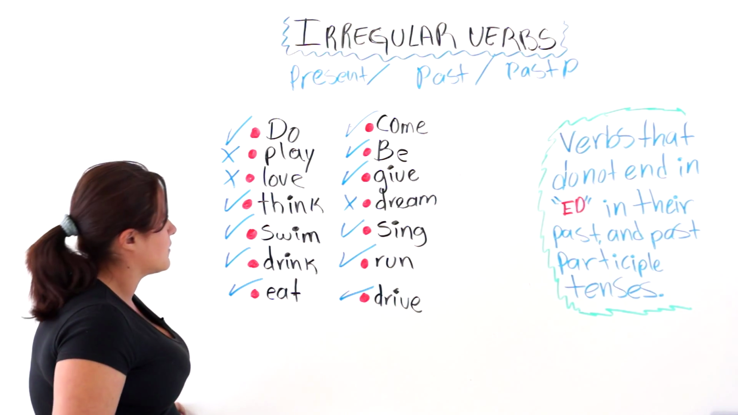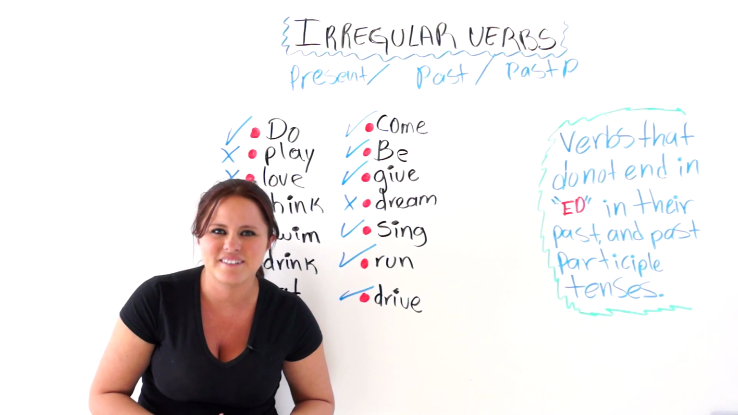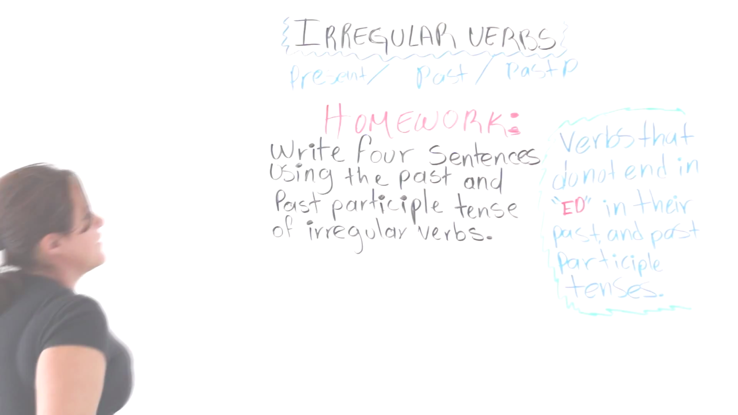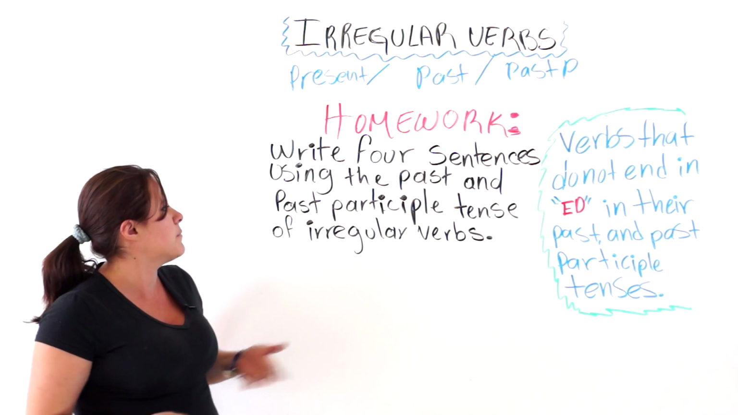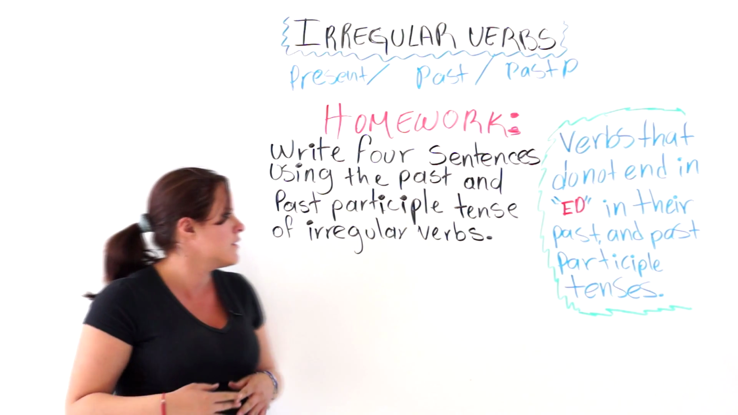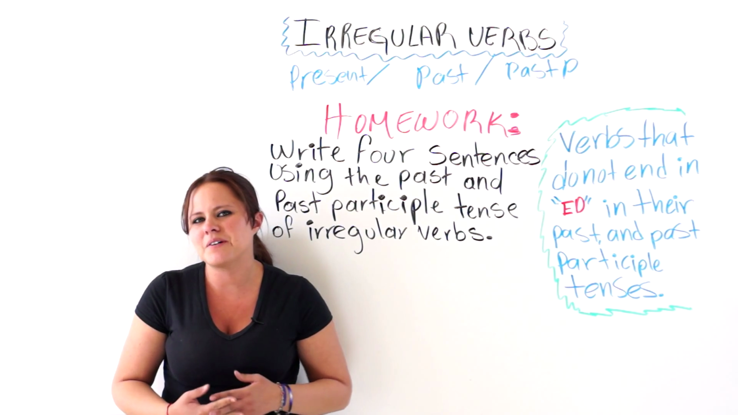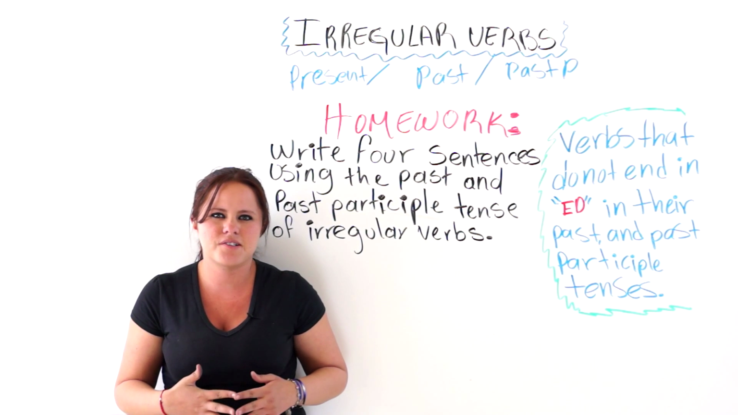Next, I will leave you some homework. Remember to do it because you need the practice. All right? Great. For homework, write 4 sentences using the past and past participle tense of irregular verbs. Remember that your homework goes in the comment section below this video, along with any comment, suggestion, or question that you may have.